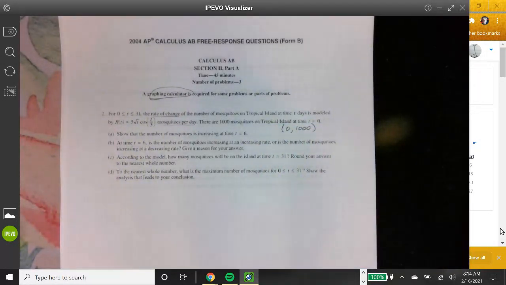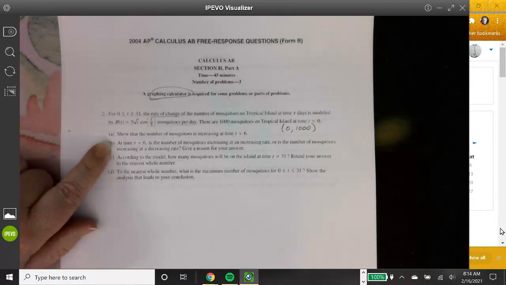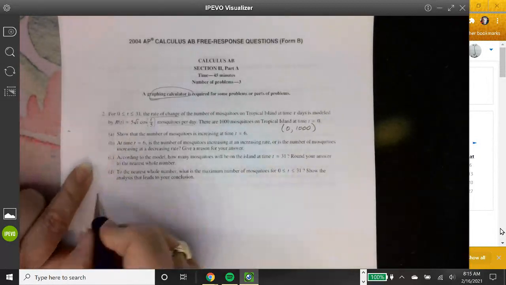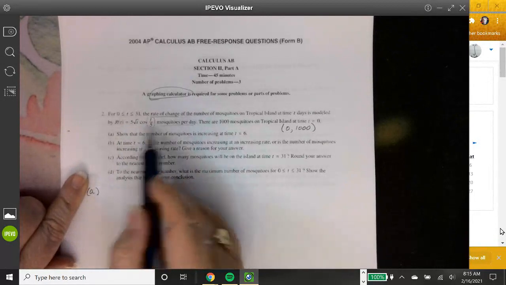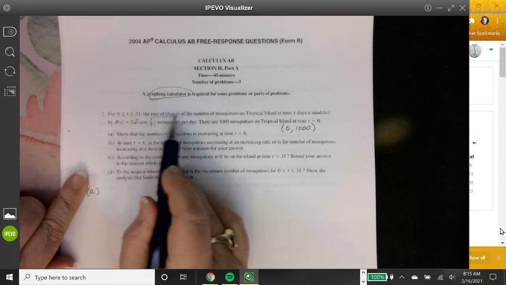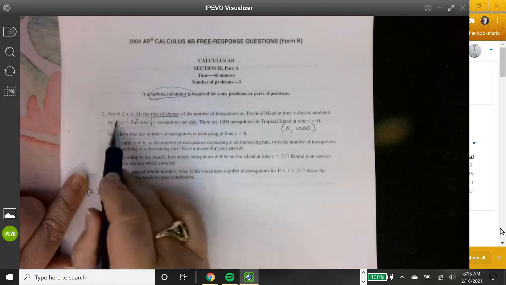So part A says, show that the number of mosquitoes is increasing at time t equals 6. Well, okay, so the number of mosquitoes is increasing or decreasing? Well, guess what? I have a rate of change function. So this is the derivative of the number of mosquitoes right here.